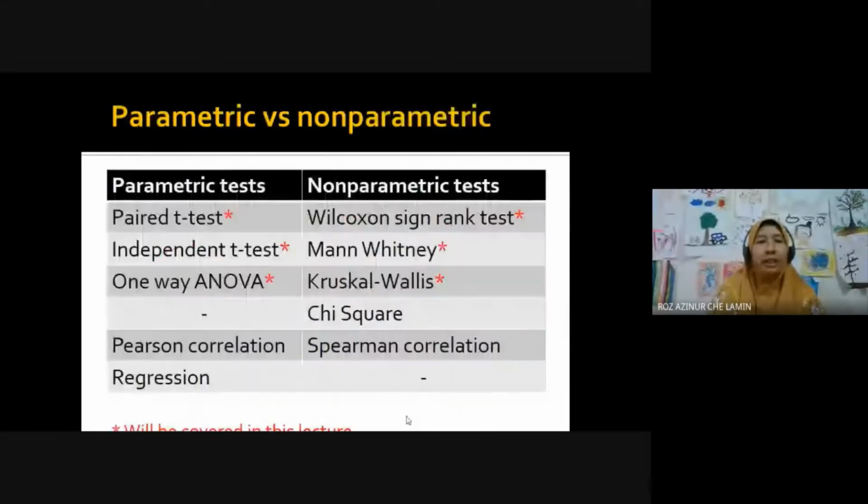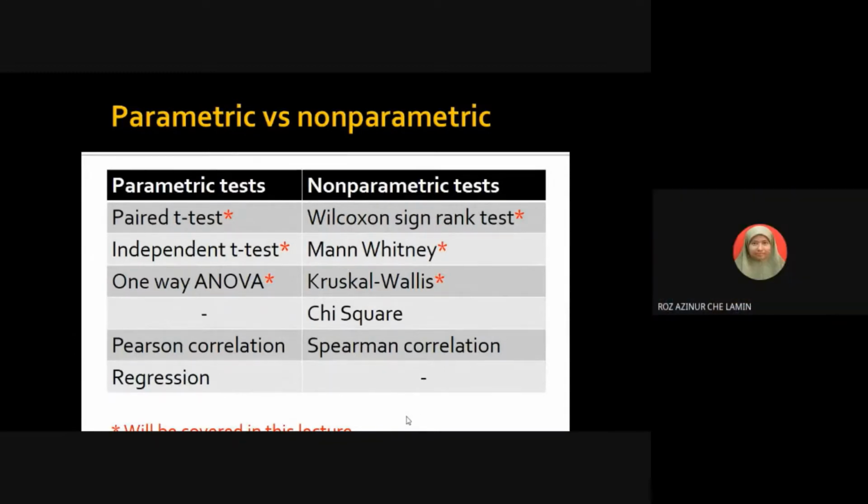Okay, here is the parametric versus non-parametric test. You can see the differences here. For parametric tests, there are paired t-test, independent t-test, one-way ANOVA, Pearson correlation, and also regression. For non-parametric tests would be Wilcoxon sign rank test, Mann-Whitney, Kruskal-Wallis, chi-square, and also Spearman correlation.